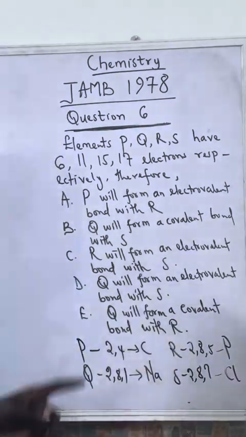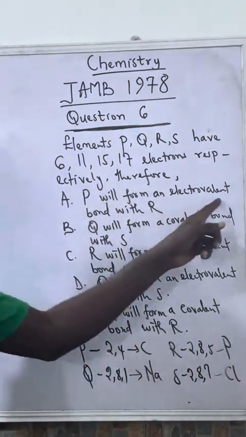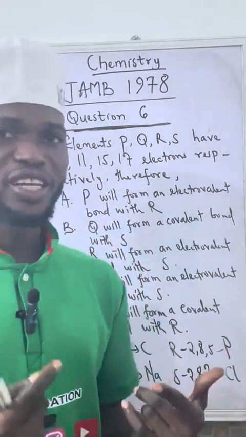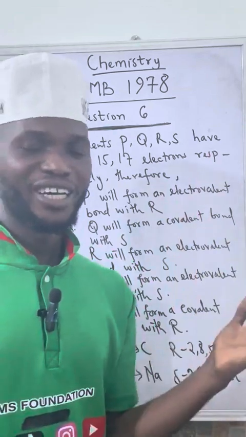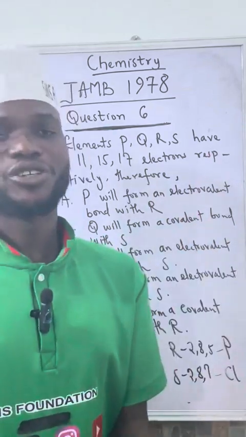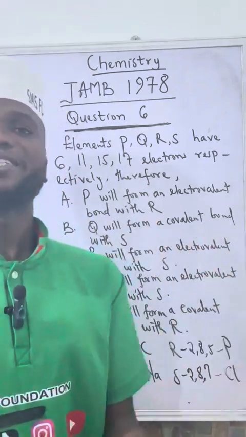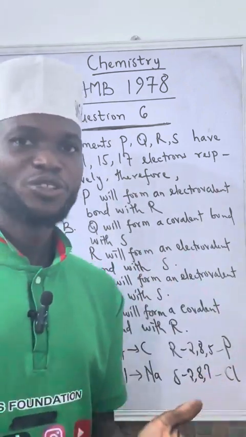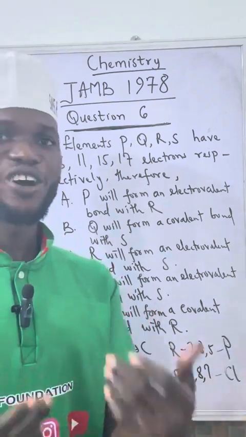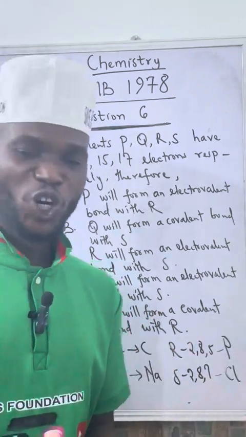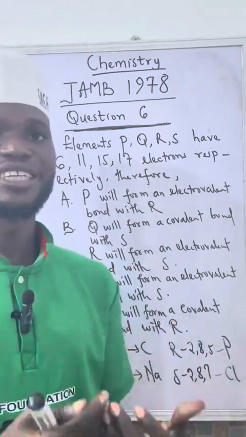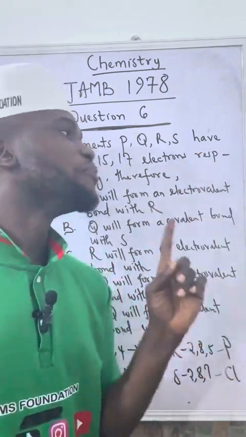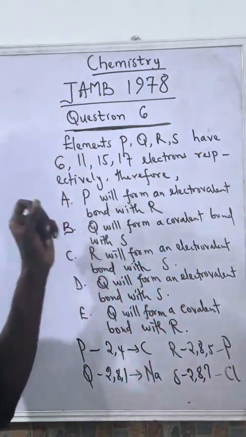So now, if you consider electrovalency, it is the type of bonding in which there is transfer of electron from one element to the other. The element that transfers electron is a metal, while the element that receives is the non-metal. So the transferers of electron are known as the donors, while the receivers of electron are known as the acceptors. So it always happens between a metal and a non-metal. So let's consider option A whether it's correct.